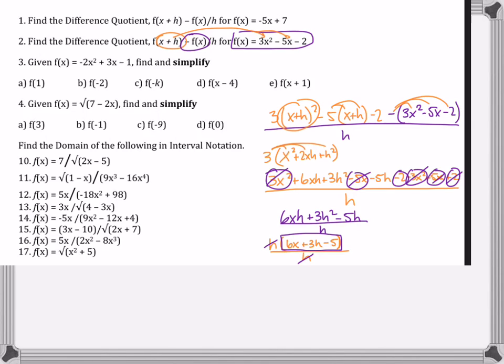So notice how an h actually stayed in my final answer, but remember this is all set up for something we're going to be doing in calculus later on. So that's how you do the difference quotient.